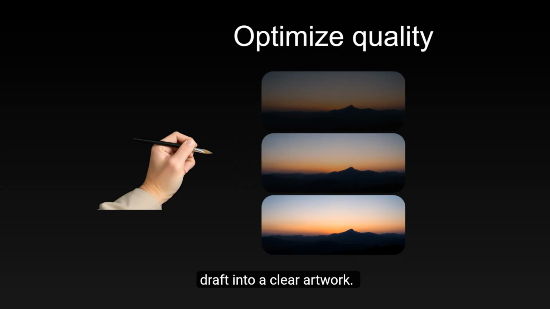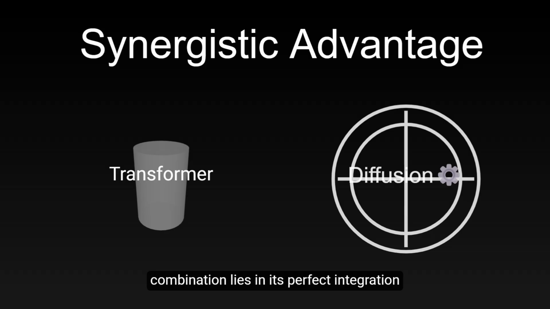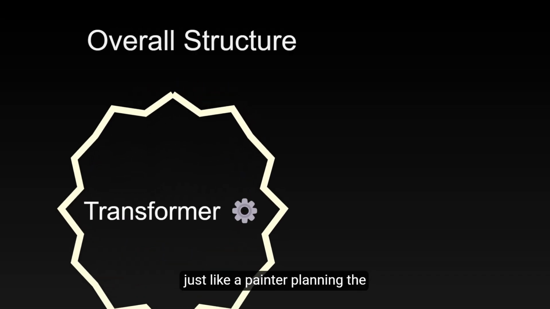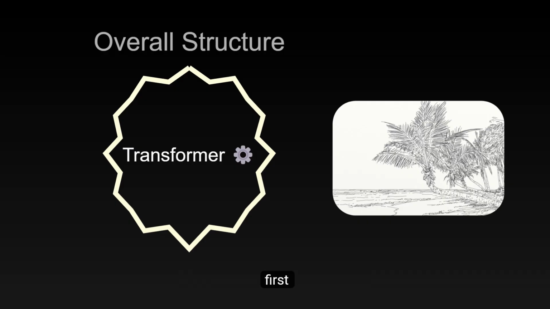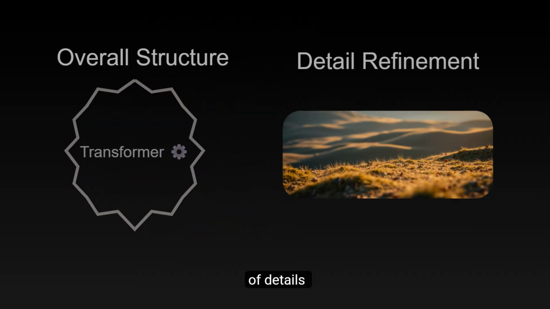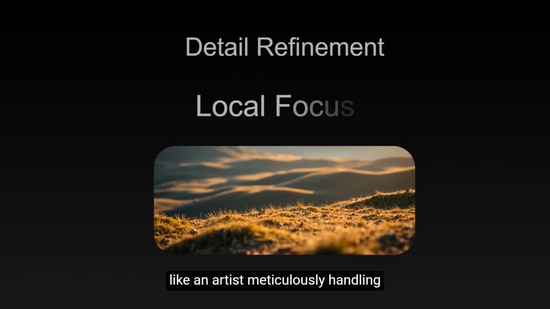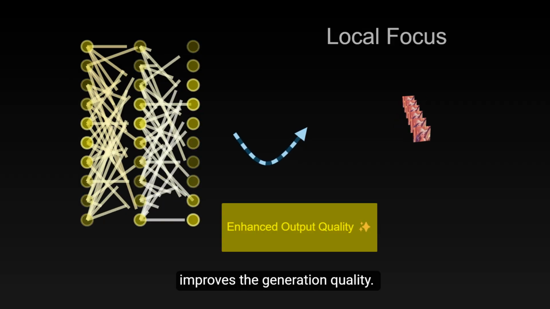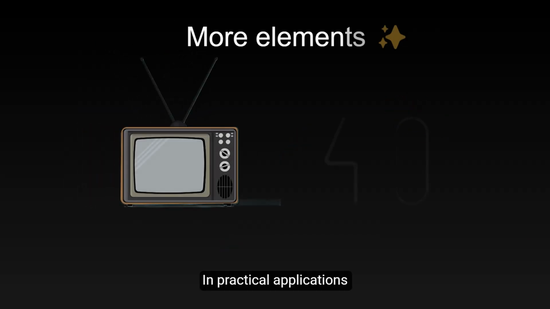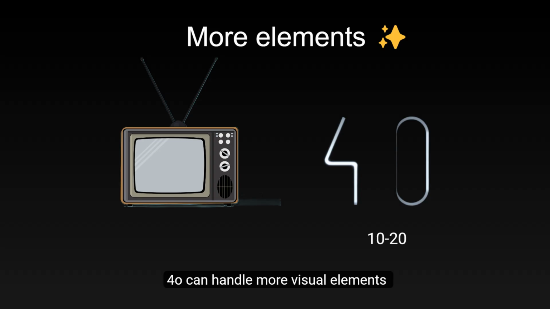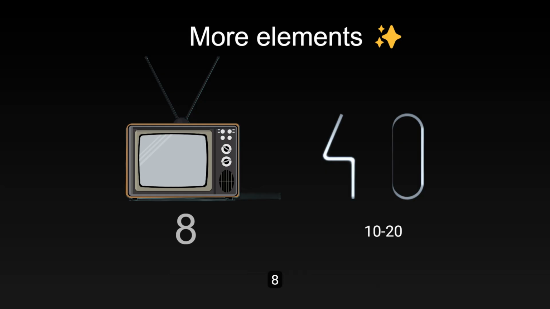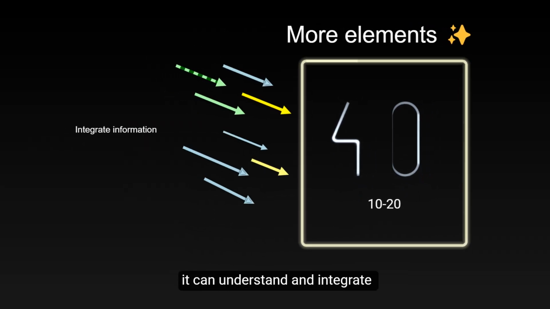The technical advantage of this combination lies in its perfect integration of the strengths of both models. The transformer is responsible for overall composition and layout, just like a painter planning the structure of the entire painting first, while diffusion focuses on the optimization of details, like an artist meticulously handling each local part. The complementarity of the two models greatly improves the generation quality. In practical applications, 4o can handle more visual elements, 10 to 20 different objects, while other systems typically only handle 5 to 8. More importantly, it can understand and integrate various types of information.